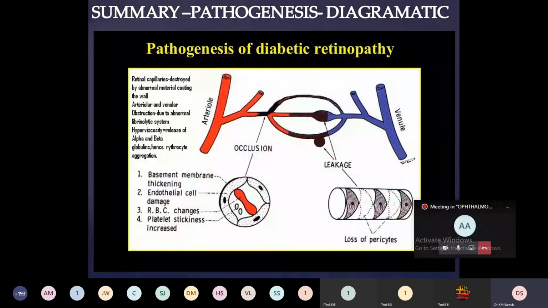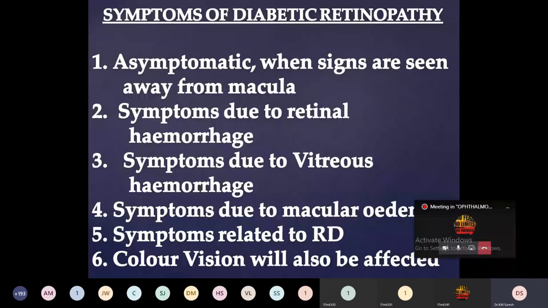This is the diagrammatic representation of the increased permeability, that is leakage, and occlusion of the lumen, that is blockage. This is a diagrammatic representation of the summary of the pathogenesis in a nutshell.